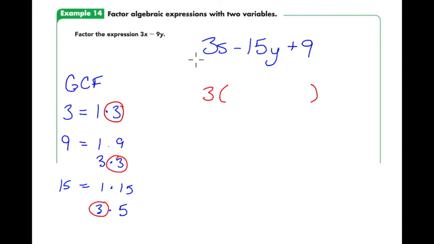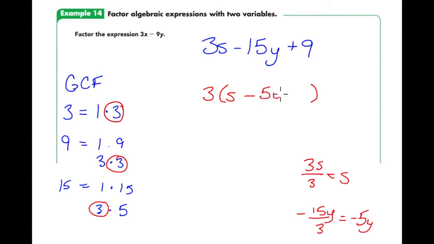And now we're going to start dividing each term by 3 to see what the inside should be. So 3s divided by 3 would leave us with 1s. A negative 15y divided by 3 would leave us with a negative 5y. So that's minus 5y. And then 9 divided by 3 leaves us with 3, so that is plus 3.